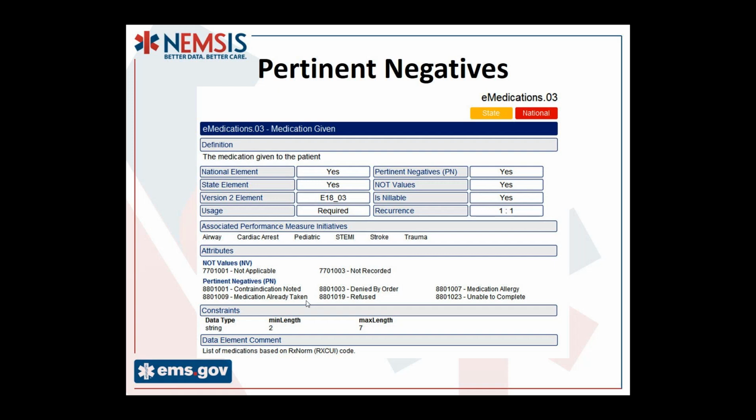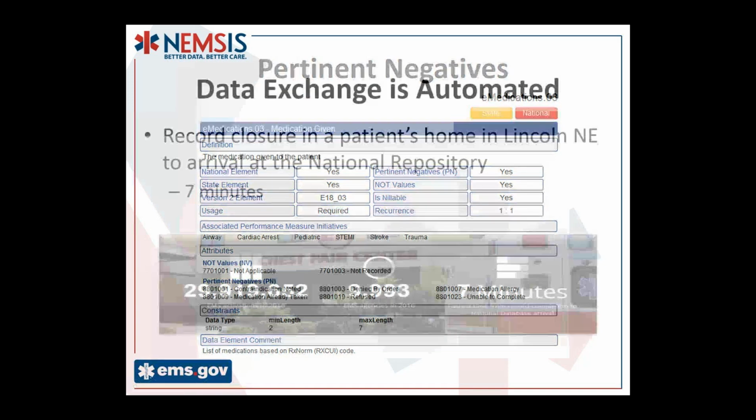Before, under version 2, if something was left blank, we didn't know if the provider just forgot to give the medication or if there was a good reason why they did not give the medication, for example. So pertinent negatives have helped us increase the quality of the data, allowing us to look at performance.